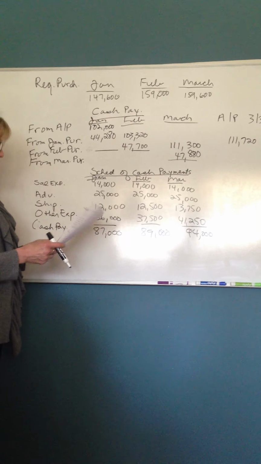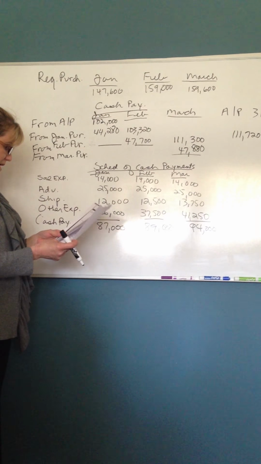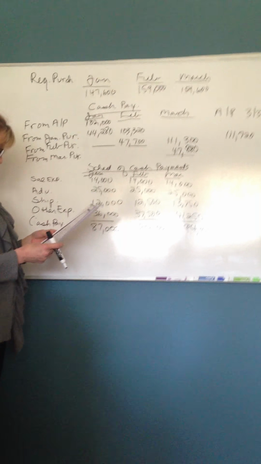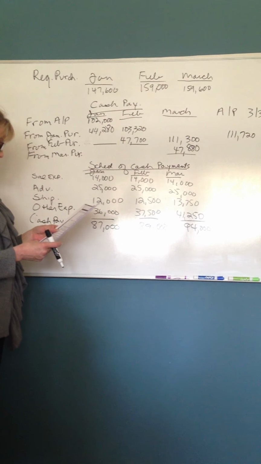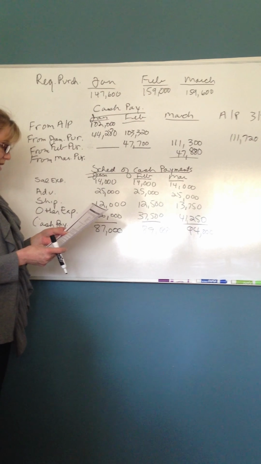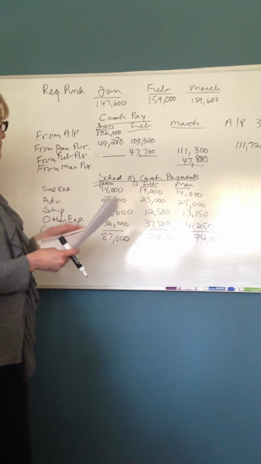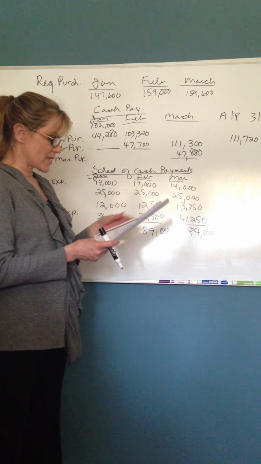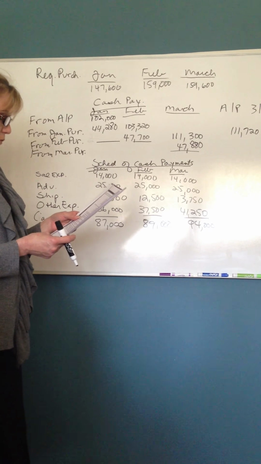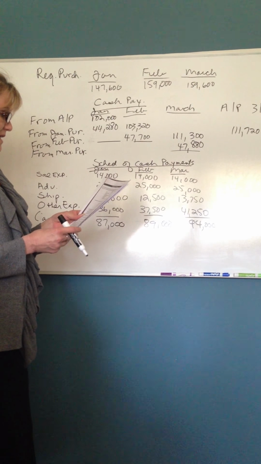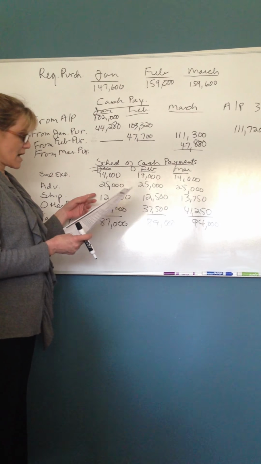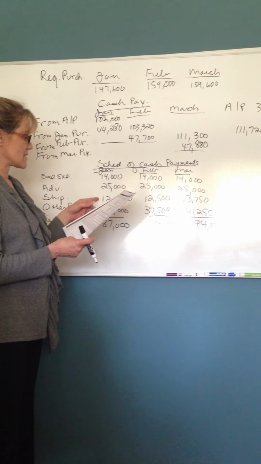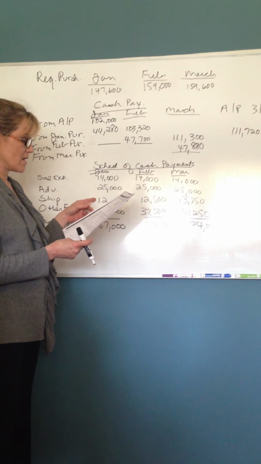Now onto our schedule of cash payments. This is also given in page 13. They tell us all of our various payments in number 4. Our monthly expenses for salaries and wages are $14,000 each month. For advertising, it's $25,000 each month. For shipping, it is 5% of sales. So for example, our sales in January are $240,000. $240,000 times 5% is $12,000.